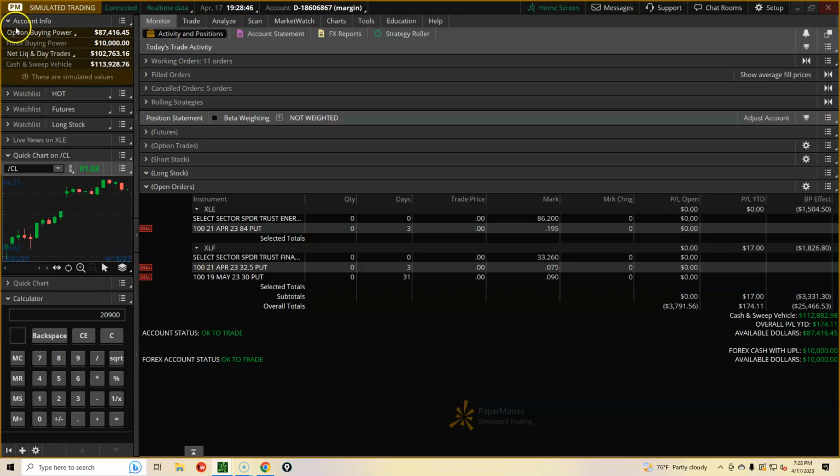Stock option buying power. I guess I got this. Where's my stock buying power? But overall, if we got this net liquidity here in day trades, we probably got enough cash sweep, cash. All right, we got over 100,000 in there. We got enough to cover this if everything were to get assigned.